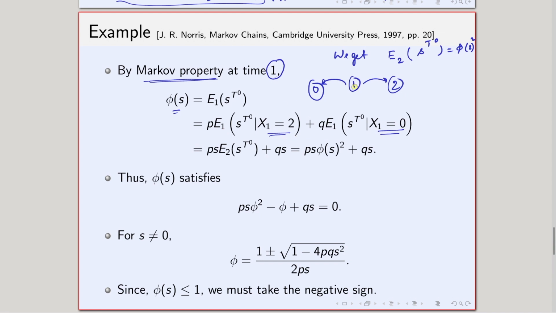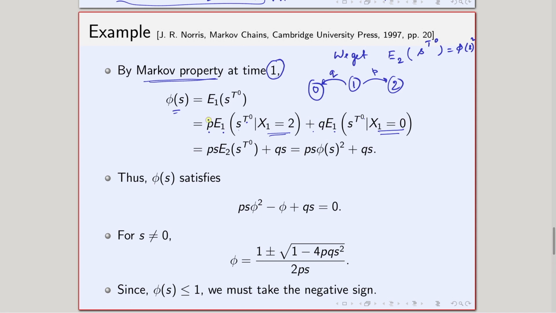Okay. So from 1 I can move to 2, and that probability is p. So I can write this one is p times, starting from 1, the next transition is 2, then the conditional expectation of s to the power t naught. Plus, from 1 I can move to 0. So given x naught equals 1, x1 equals 0, I try to find out the conditional expectation of s to the power t naught, multiplied by the probability, which is q.